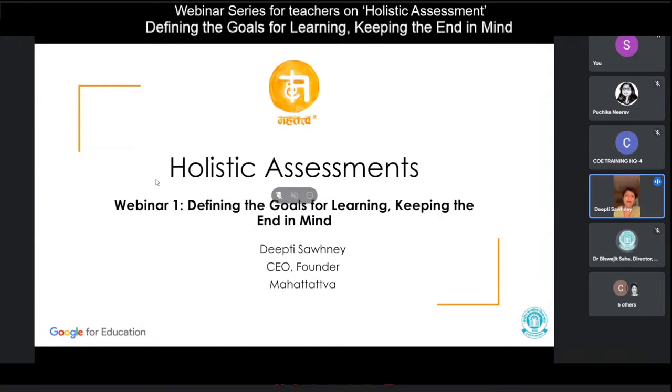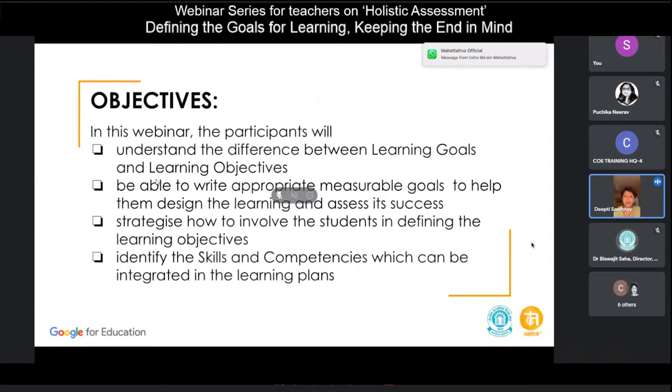So what we are looking at in the first webinar is, if you can change the slide, thanks Puchika, when we are planning for learning, that is the most important thing in learning, that unless and until we do a blueprint, we do a planning for our learning, we really don't know what we're going to go and speak in the class or do in the class or engage with the children in class.